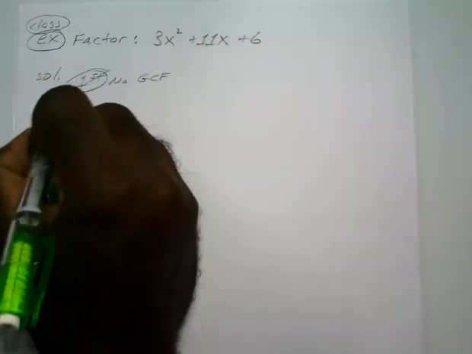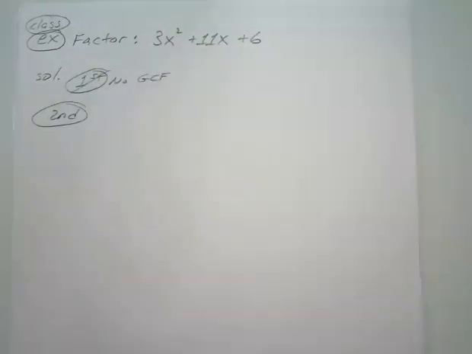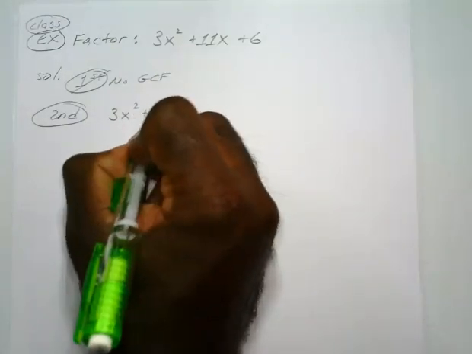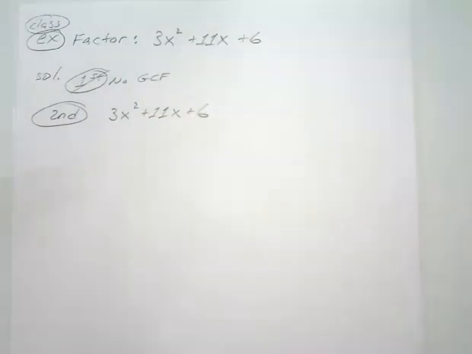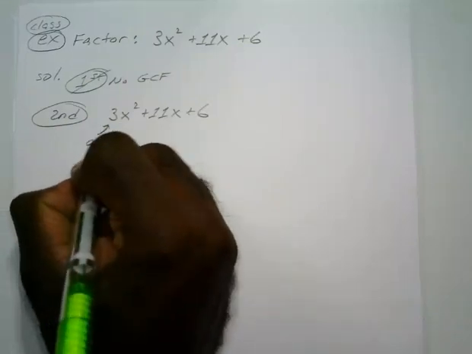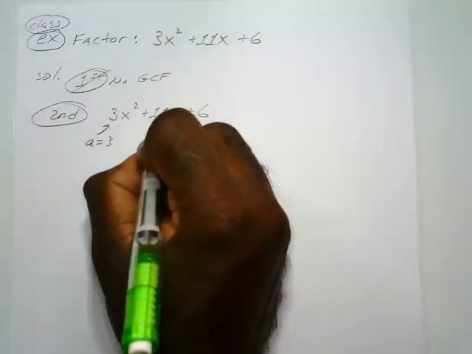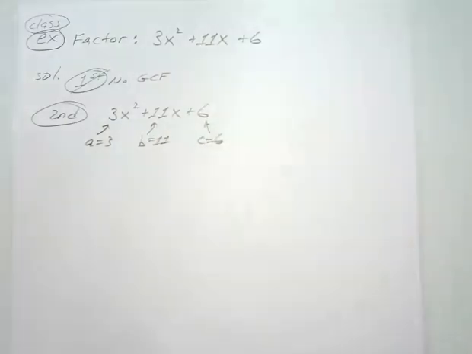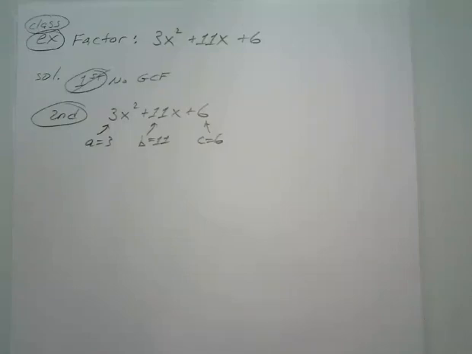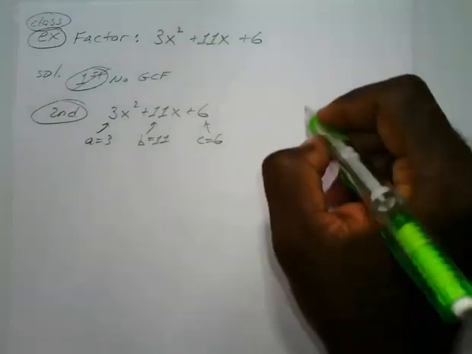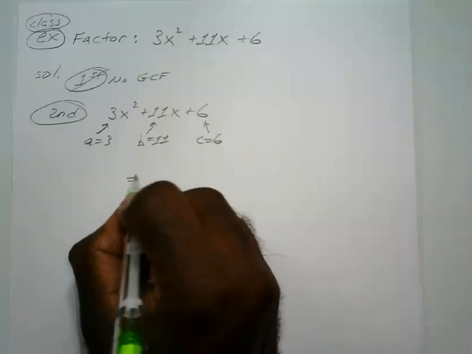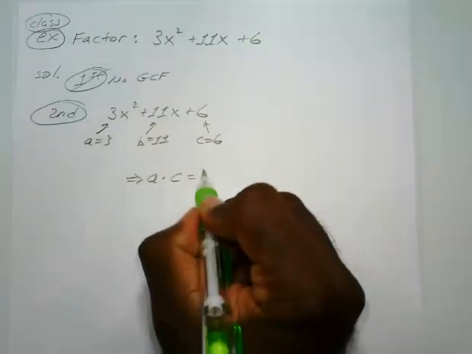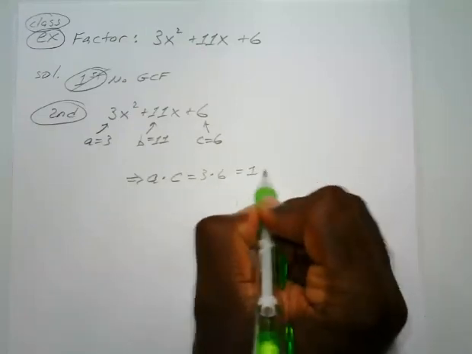Alright, so your second step. We're going to go ahead and rewrite it. 3x squared plus 11x plus 6. We know that a is equal to 3, b is equal to 11, and c is equal to 6. Okay, so we know using the a times c method, we have to find our a times c. So we know that a times c is 3 times 6, which is 18.